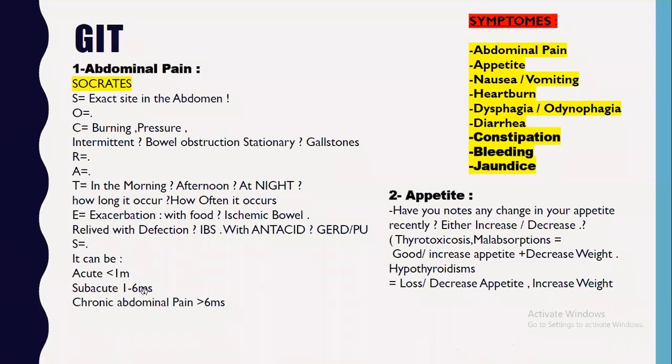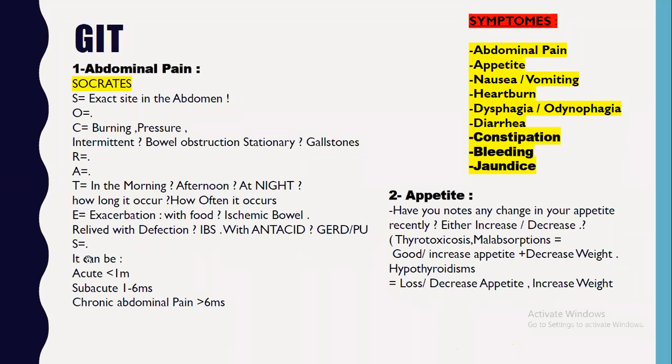بس هنا very important information اللي هو okay, we'll go through some important points. Yeah, if the character of the pain is intermittent, you think about bowel obstruction. If it's stationary, you think about gallstone. الحاجة very important ثانية، هل الpain exacerbating with food? You think about ischemic bowel disease. If the pain is relieved with evacuation، على طول if the patient is telling you, doctor, I'm having abdominal pain and it is relieved when I go and defecate, so this is IBS. تمام. Irritable bowel syndrome. لكن if the pain is relieved with antacid, you think about GERD or peptic ulcer.